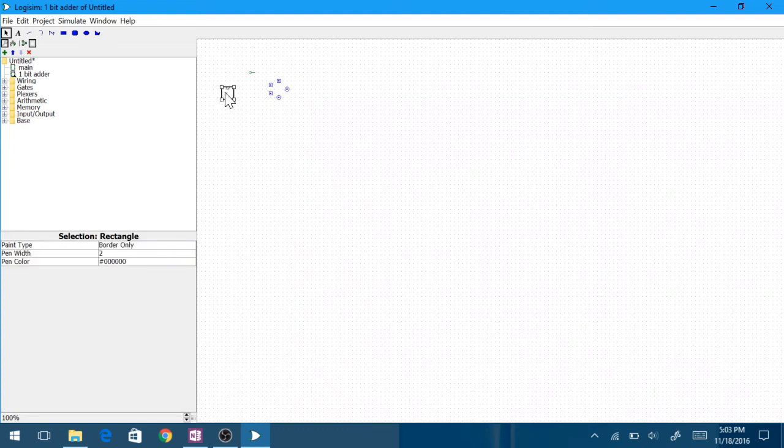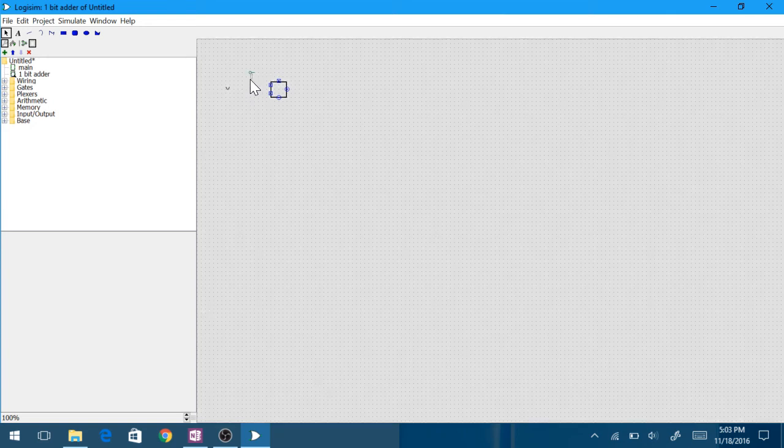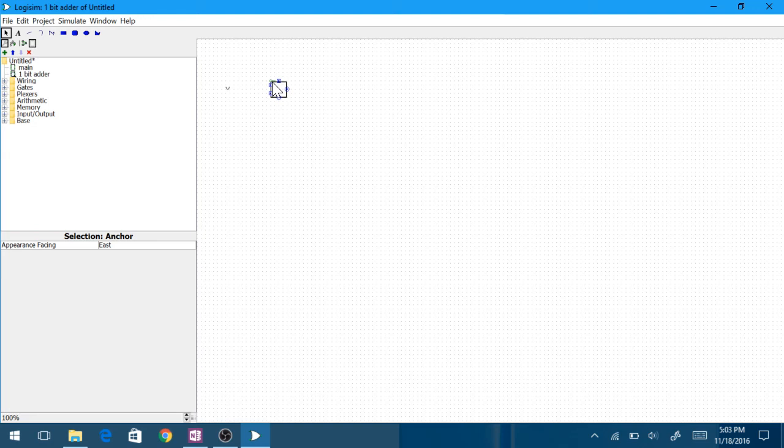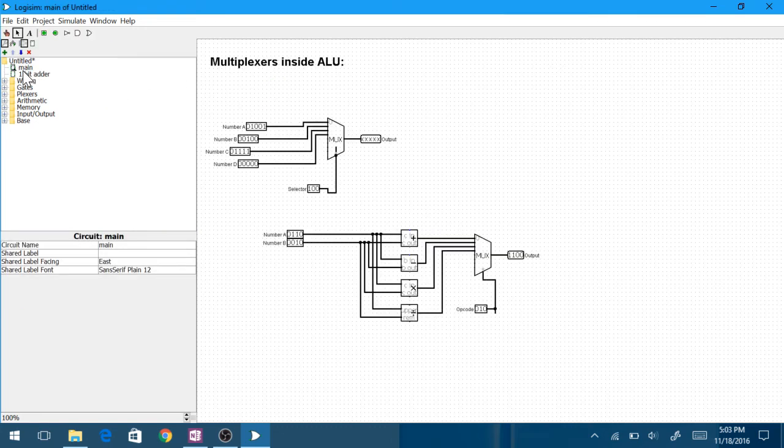So if we drag the box of our circuit chip here, we can adjust it to fit our new circuit that we've created, and we can take our anchor and move it down. I'm not sure quite what this anchor is for, but Logisim seems to have it set in the corner, so I move that down there as well. Now I take this extra curve and I delete it. I don't need that. So I've got our 1-bit adder chip.